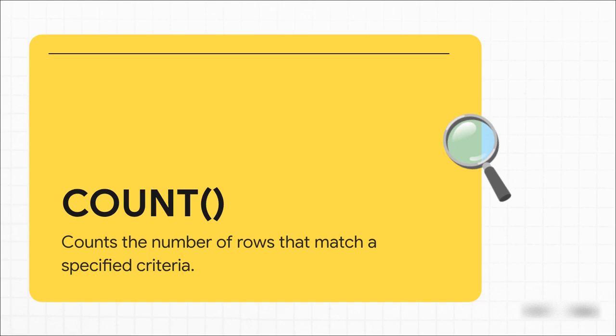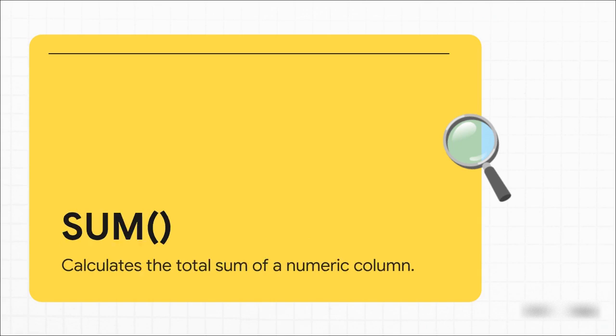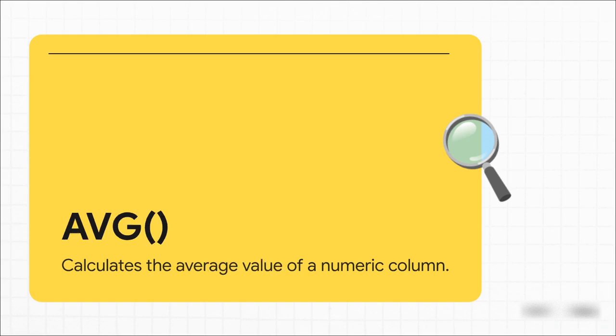But usually, how many is just the first question, right? The next one is how much? And for that, you need sum. This is your workhorse for getting those big totals, like total revenue or total quantity sold. Now, if you know the total sum and you know the total count, what's the next logical step? Well, you want to know the average, don't you? And that's where AVG comes in, which, you guessed it, calculates the average, or the mean. It's great for finding that typical value, like the average price of something.